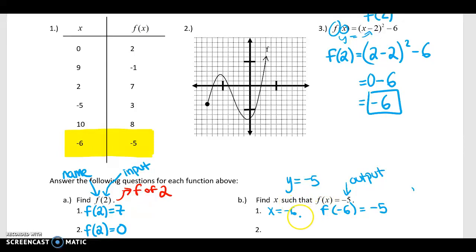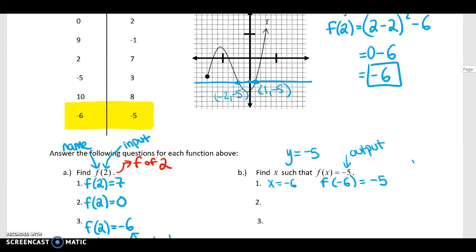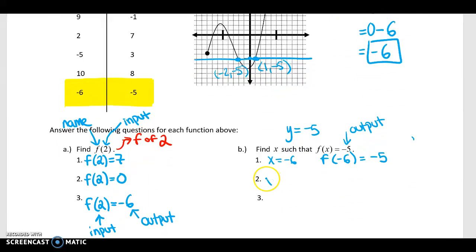So really what I'm asking is, where is y negative 5? So I'm going to go on my y-axis, find negative 5, and see what my x values are, which in this case actually happens at 2 different places, here and here. Okay, so at this point is (-2, -5), and this point is (1, -5). So really 2 places where your output is -5, output meaning your y values. So you can say x is -2 and 1, or you can say f of 1 is -5, and f of -2 is also -5.